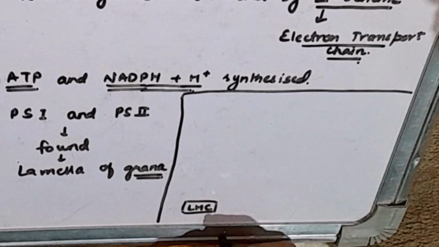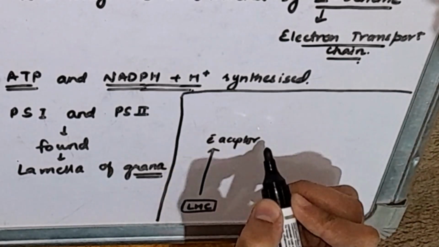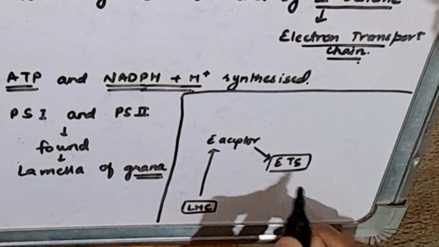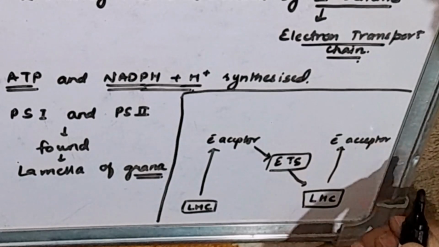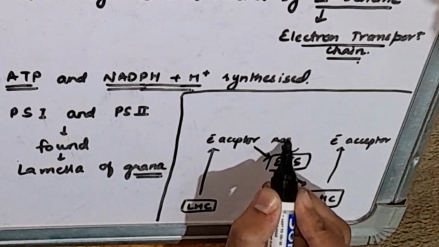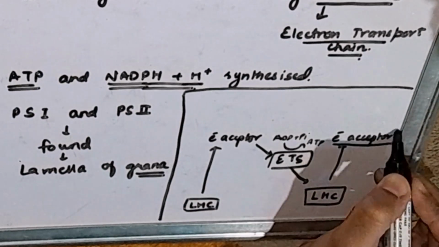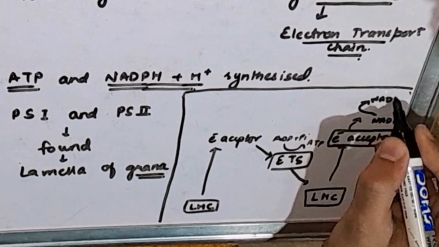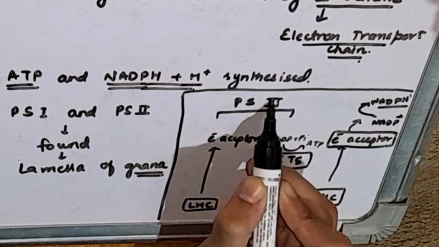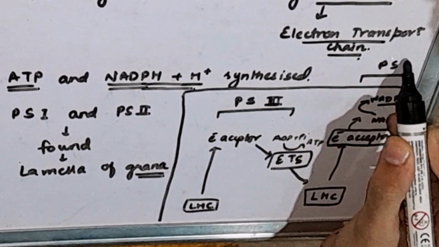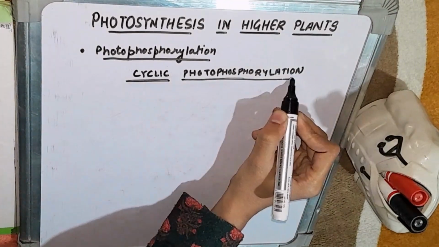See how this process takes place. First, there is a light harvesting complex from which the electron is excited to an electron acceptor. These electrons lead to the electron transport system, moving downhill, and reach another light harvesting complex, which again excites the electron to an electron acceptor. Here the ADP is converted to ATP, and in the second electron acceptor the NADP plus gets converted to NADPH plus H plus. So the first part that you are seeing is PS2 and the second one is PS1. Both of these are functional in your non-cyclic photophosphorylation.